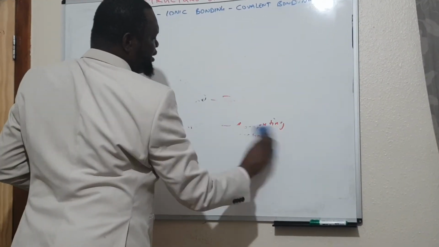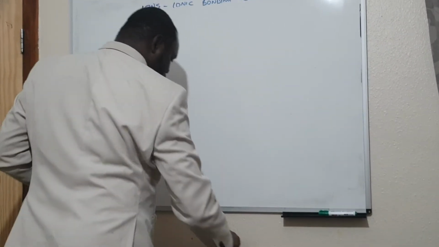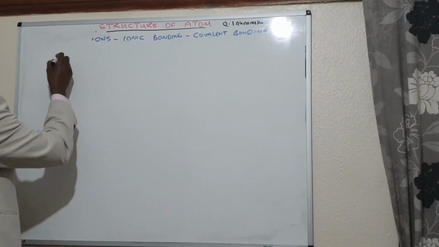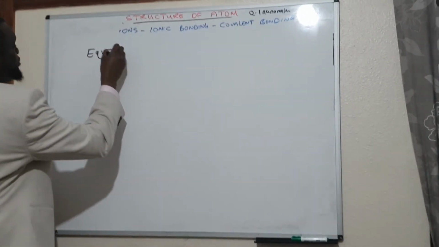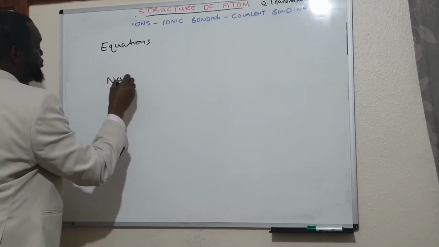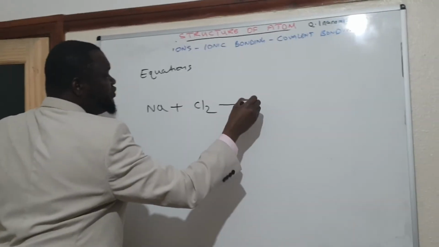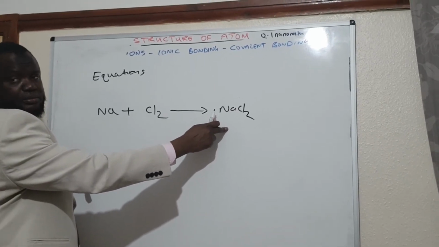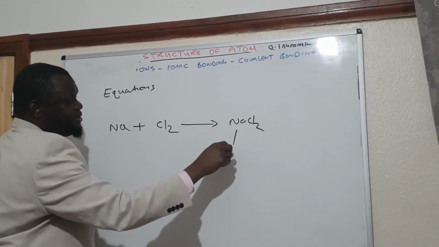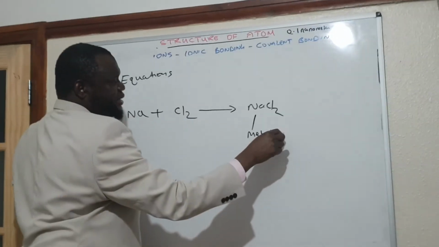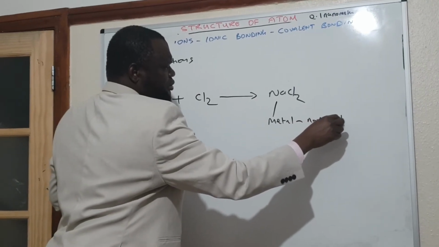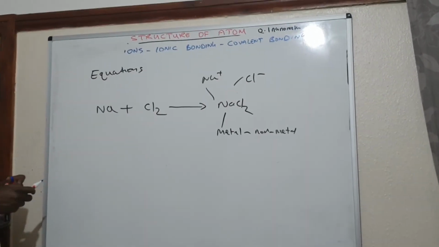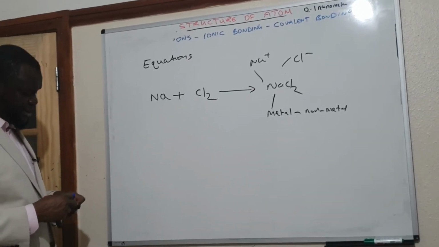So now, since we know electrons are transferred, or donated, or shared, we can now do equations, because we know what happened. When you say sodium plus chlorine gas will give you sodium chloride, is this an ionic compound? Yes. Why? It's between a metal and a non-metal. Basically, a metal is an electron donor, a non-metal is an electron receiver. That's why it's an ionic compound.